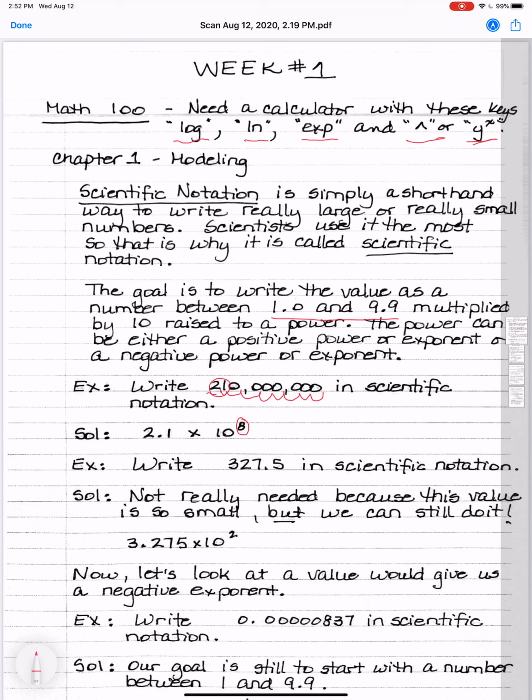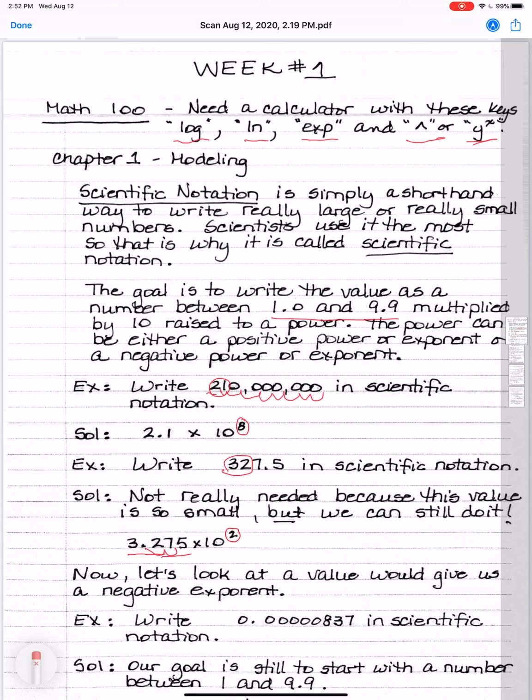If we wanted to write 327.5 in scientific notation, again, we would take these first two numbers and write it 3.275 so that it's between 1 and 9.9. And we've raised that to the 10 to the 1, 2. So that's how we get those powers.